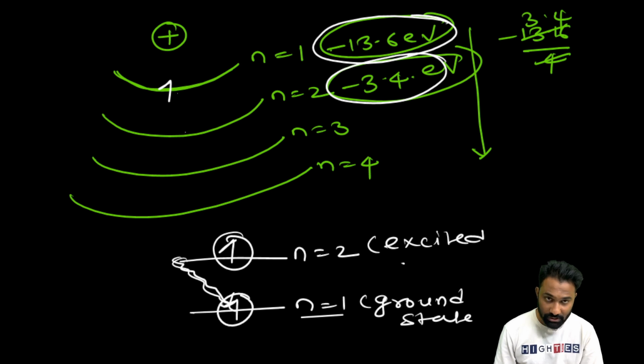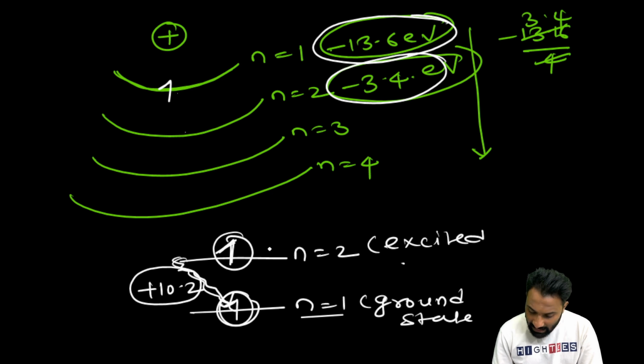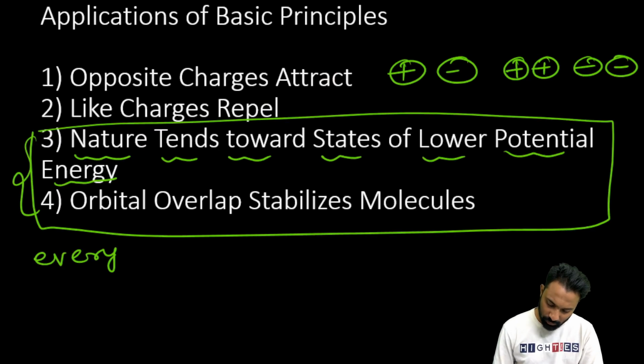So if the electron is in the ground state n equal to 1, by absorbing plus 10.2 energy, the electron has been excited to the n equal to 2 state. Before, the electron was in the lower energy state. Every electron wants to be in the lower energy state to feel stable. By giving some energy, the electron went to the higher energy state. At the higher energy state, the electron will be unstable. Every electron wants to reach the lower energy state only, and it will try to attain the lower potential energy. Clear?